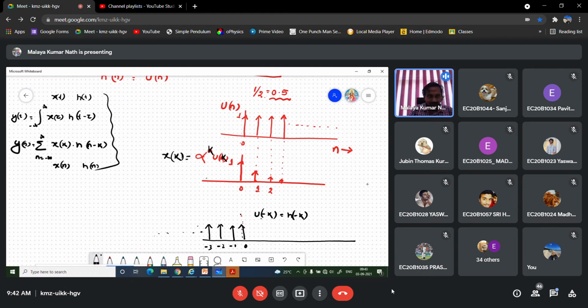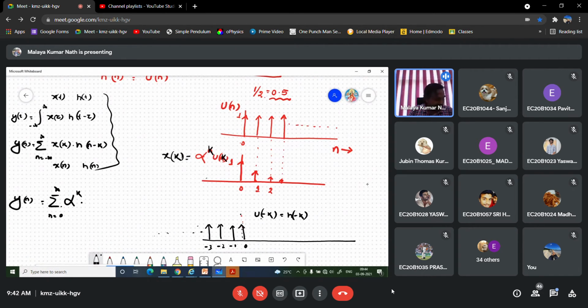As both are causal, what will happen in this case? It will become equal to how much? I can write y of n is equal to summation from k equal to 0 to some value. Why will I take 0? Because x of k is equal to alpha to the power k u of k. So I can write 0 to infinity, alpha to the power k, where u of k is equal to 1. So that is equal to alpha to the power k.